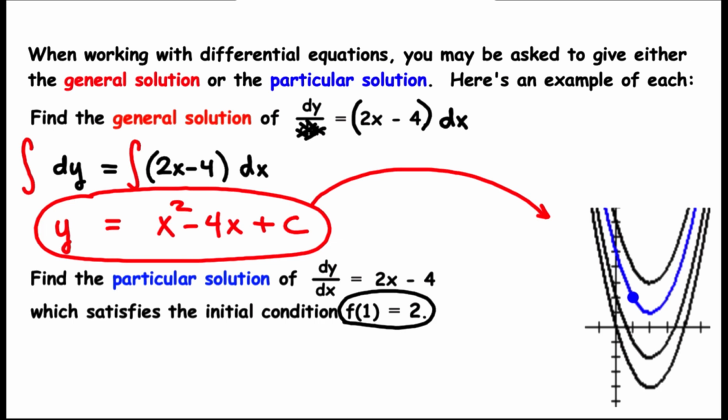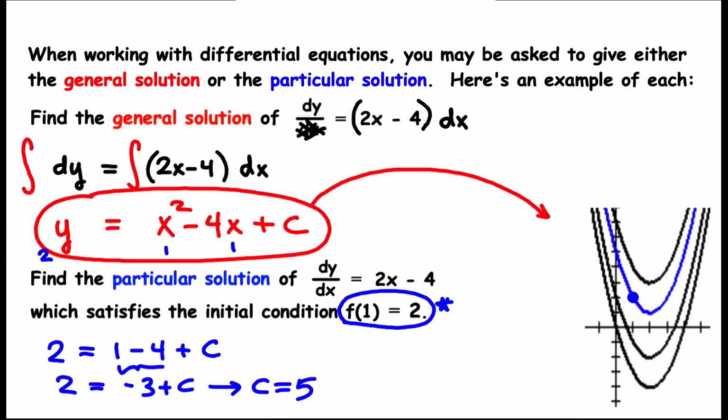But only one parabola goes through the point (1, 2). And that's the parabola in blue. So we're going to figure out what that parabola is. If the parabola goes through (1, 2), I should be able to plug a 1 in where the x is and a 2 where the y is and figure it out. It's going to be 2 equals 1 squared minus 4 times 1, plus c. All right, that's negative 3 plus c equals 2. Add 3 to both sides. c comes out to be 5.